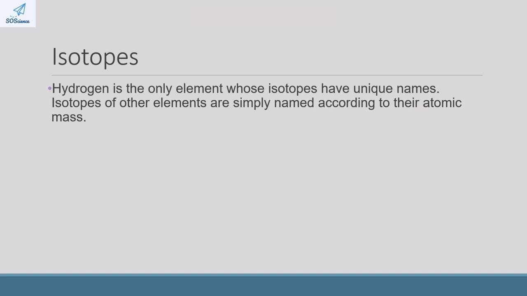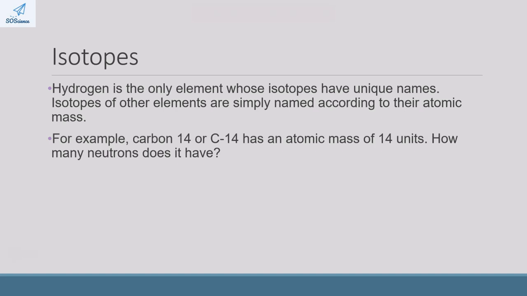Hydrogen is the only element where its isotopes have unique names. Isotopes of other elements are named according to their atomic mass, like we saw with carbon-12, carbon-13, and carbon-14. So carbon-14 may also be represented as C-14, and this 14 represents the atomic mass or the mass number of that atom, which happens to be 14 units due to this 14.